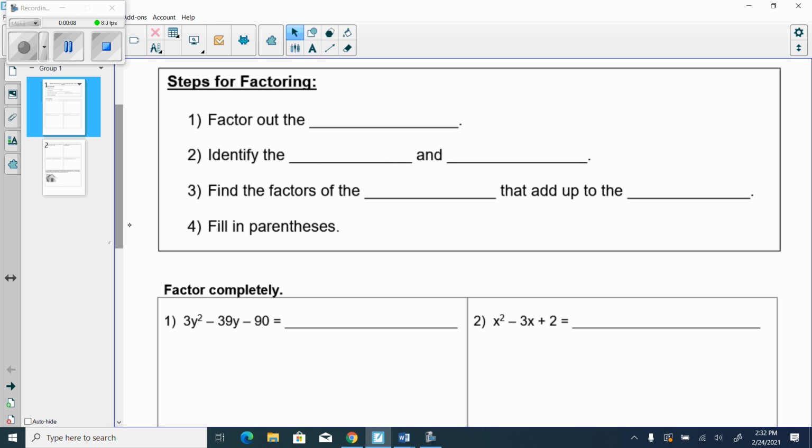So our first step is to always factor out the what? Very good. Sum and what's the other one? The product. Right. We're going to identify the sum and product.